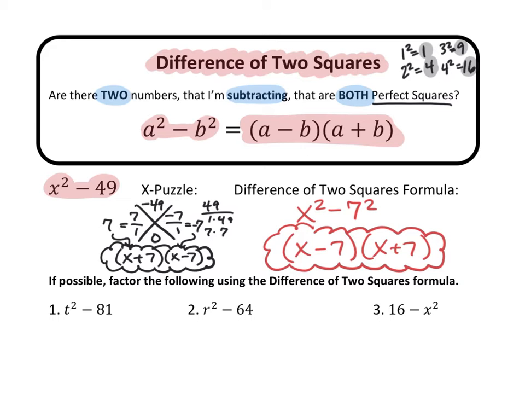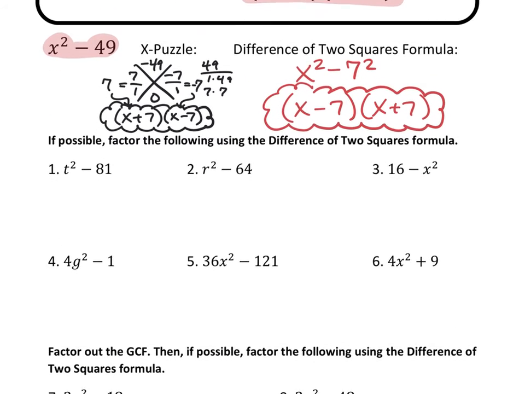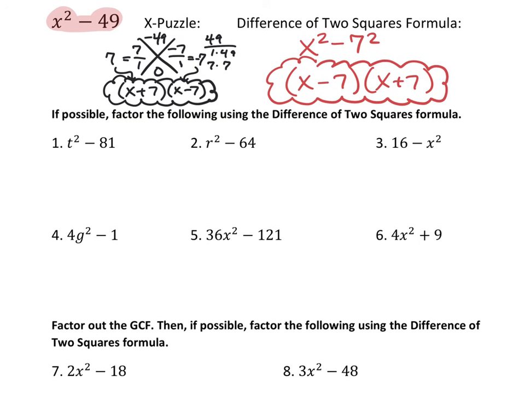Again, they are only the ones that have two numbers that you're subtracting, and both parts can be written as perfect squares. We just have to practice, okay? Pull up that multiplication chart if you don't know your perfect squares, and let's start factoring the first 6.